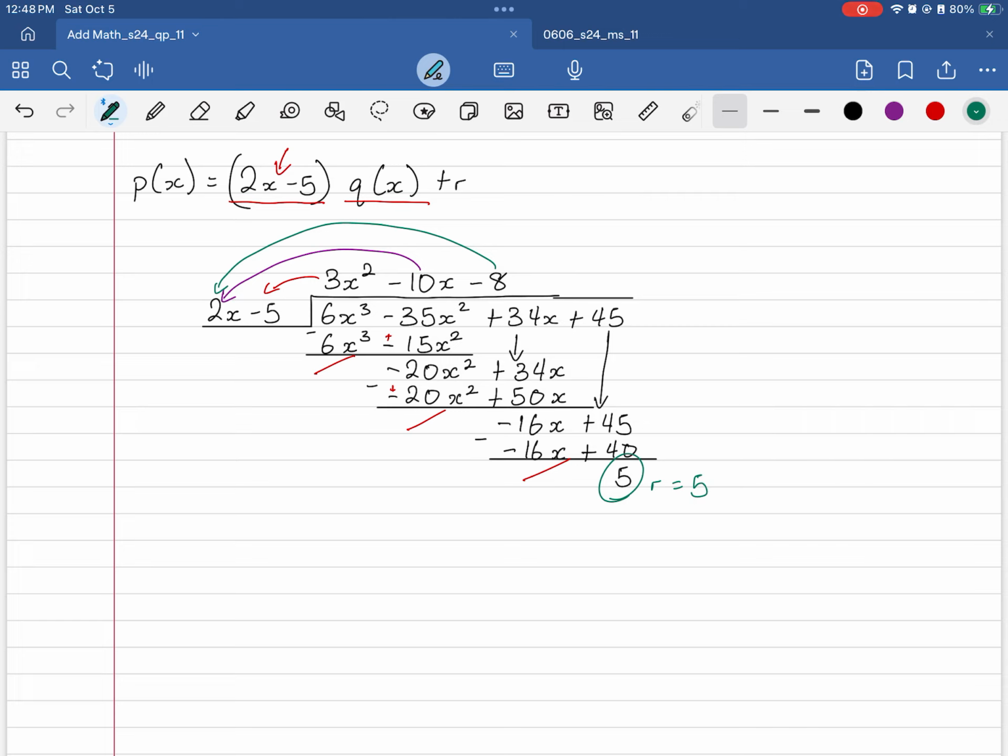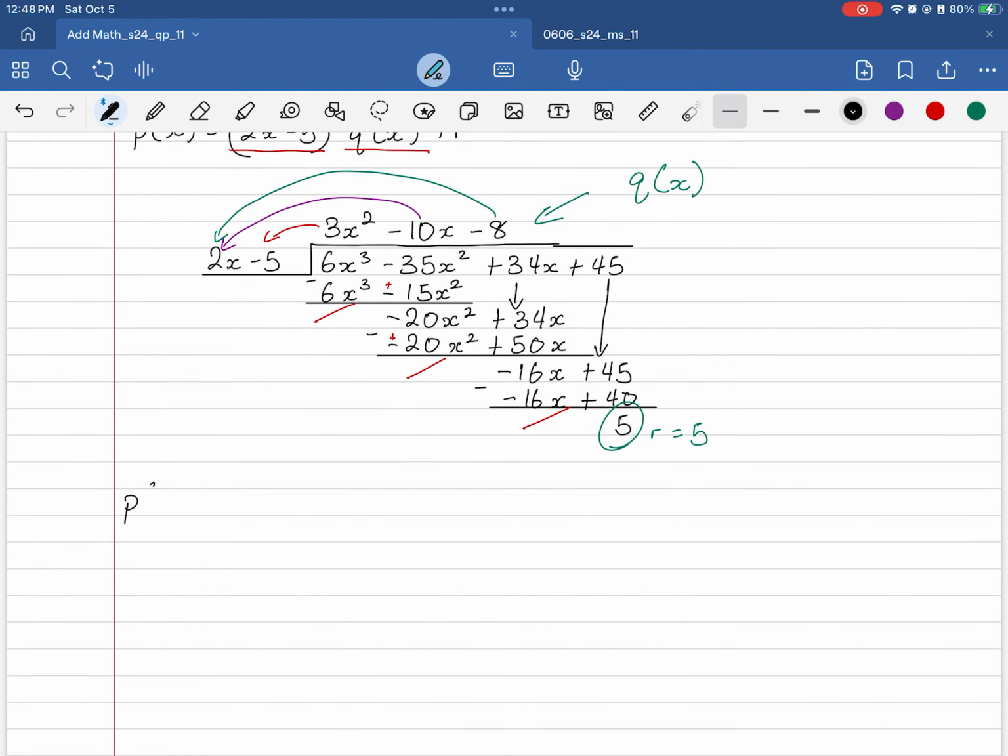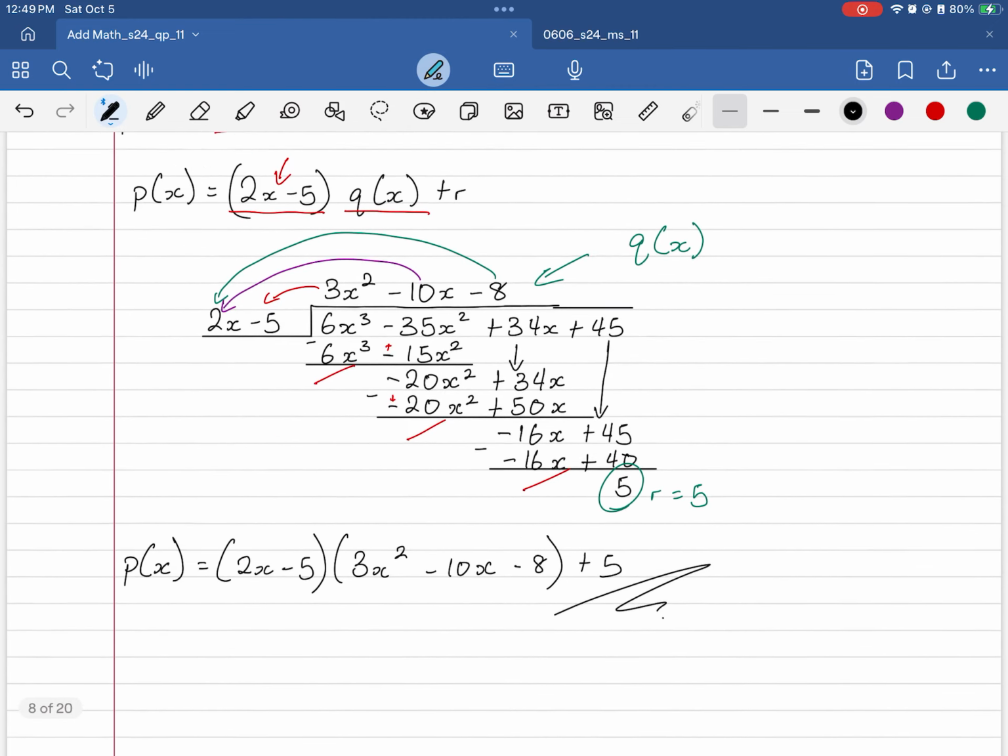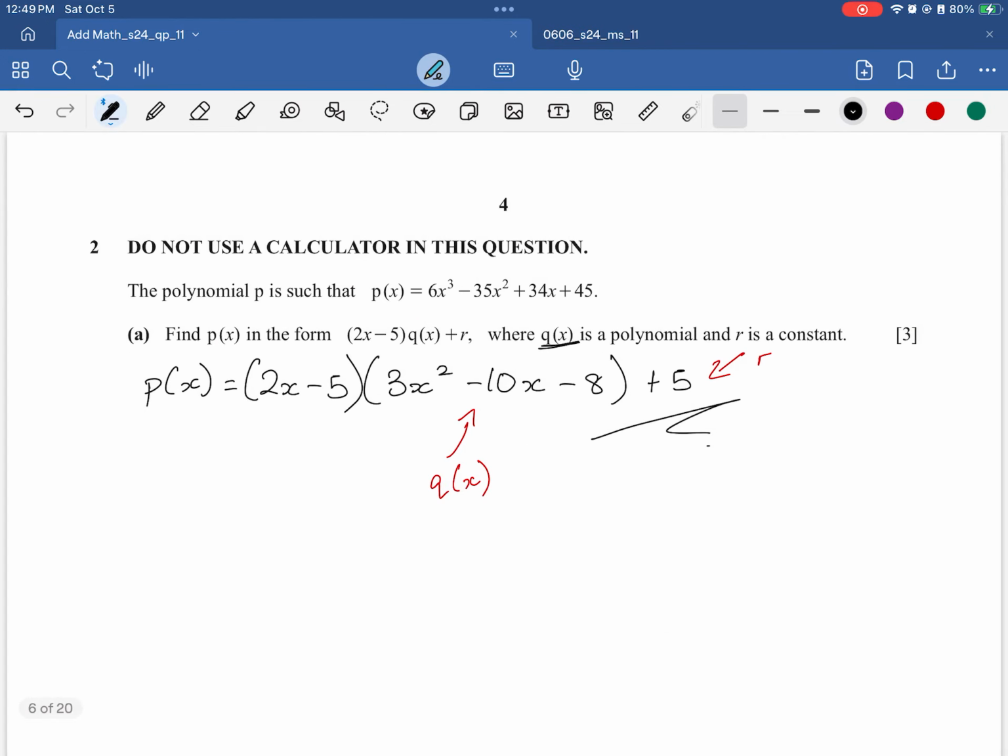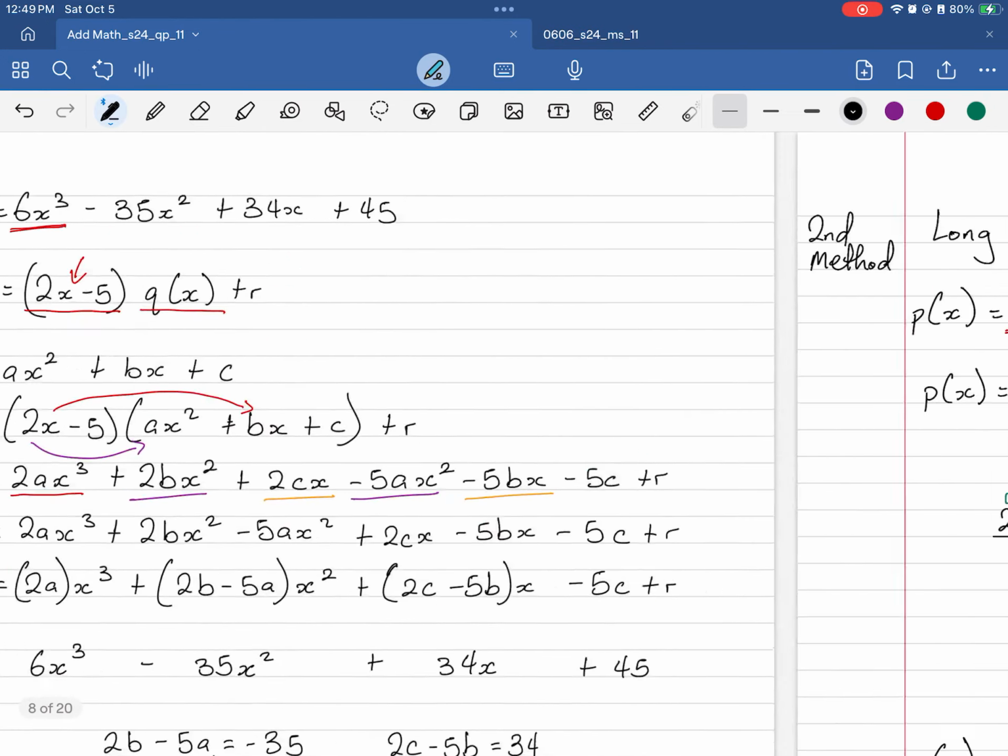And this is your polynomial, q of x, not p of x. So you've written p of x in the form 2x minus 5 times your q of x, which is 3x squared minus 10x minus 8, and your r, plus 5. So compare this. Look, it's the same thing as what we got before. So you can do it either way and you get the same answer.